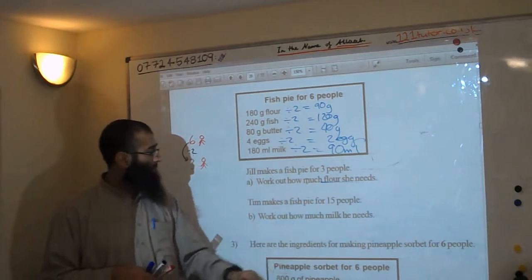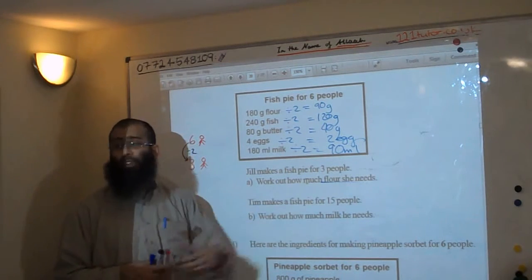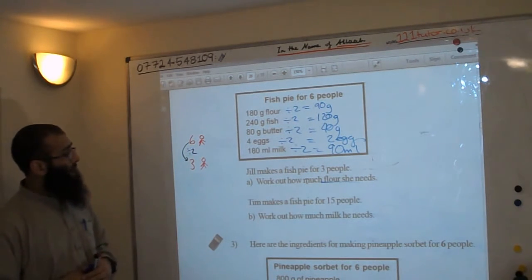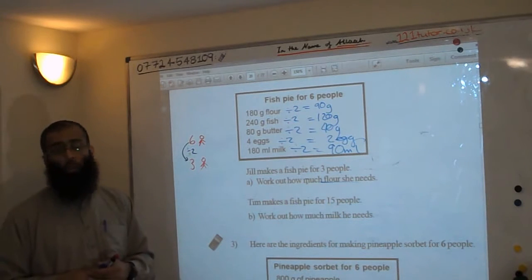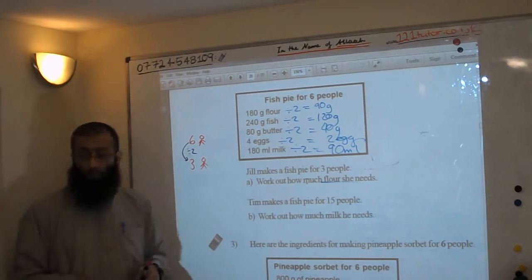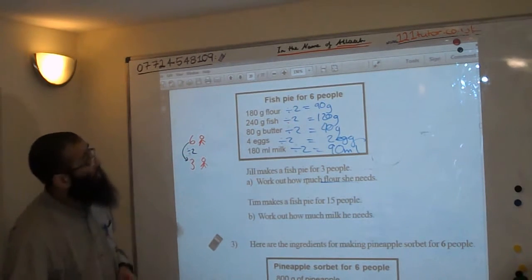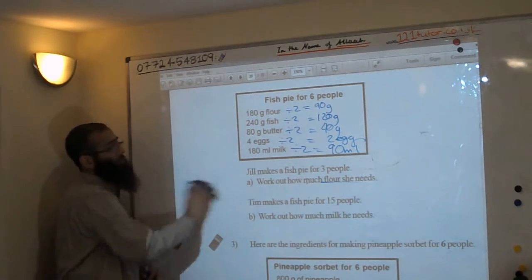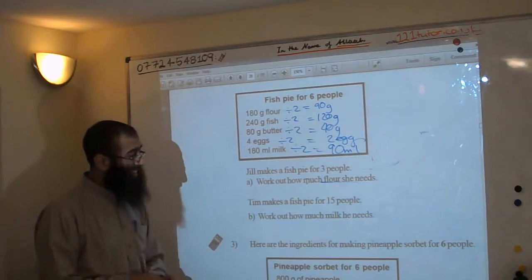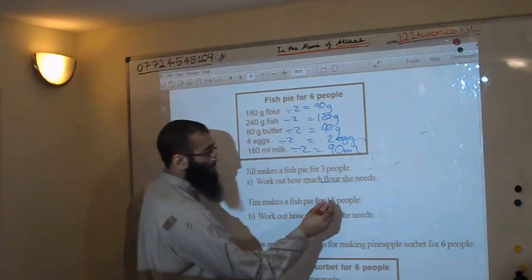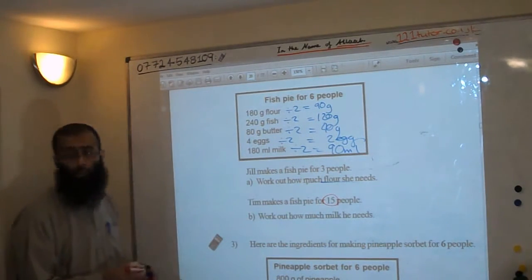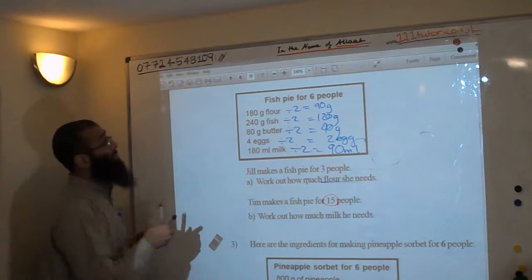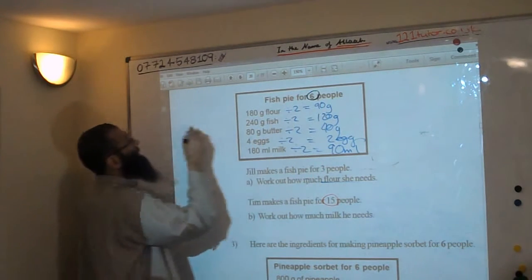The next question, Tim makes a fish pie for 15 people. Work out how much milk he needs. So we need to go from 6 to 15. I'm going to rub this out, and in a sense, do that part again. Our target is 15. Right, let's have a look. And we're starting with 6.